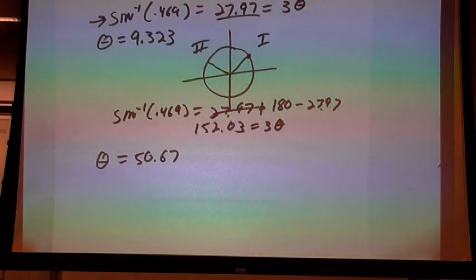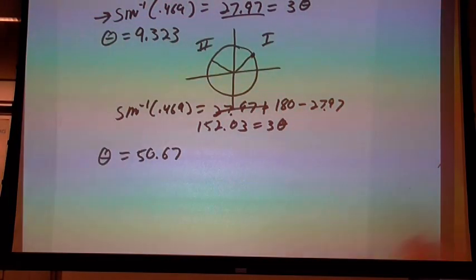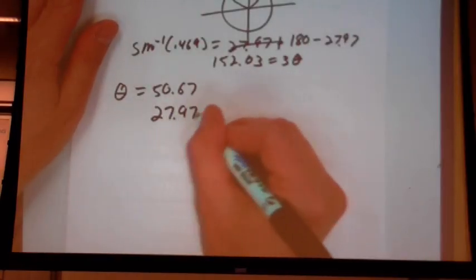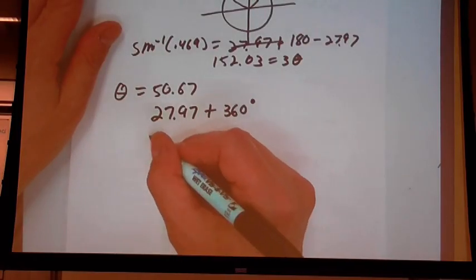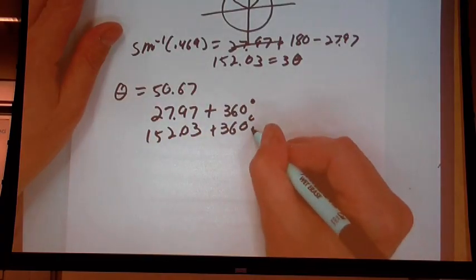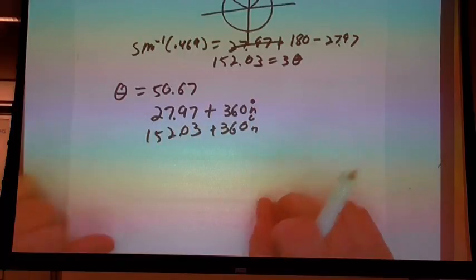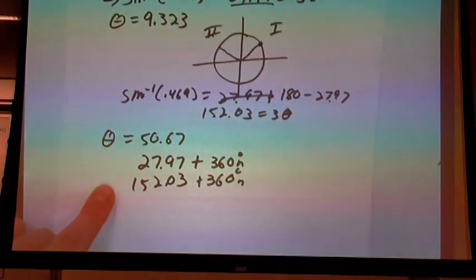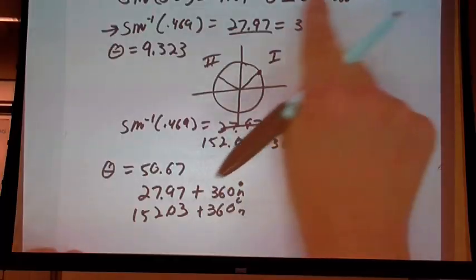What are the other possible values, angles, whose sine is 0.469? Well, we've been doing this all along. We've been saying, okay, it's 27.97 plus 360n and 152.03 plus 360n, right? Well, there's an infinite number of values. Some of them divided by 3 are not between 0 and 360. Some of them are not what we're looking for.